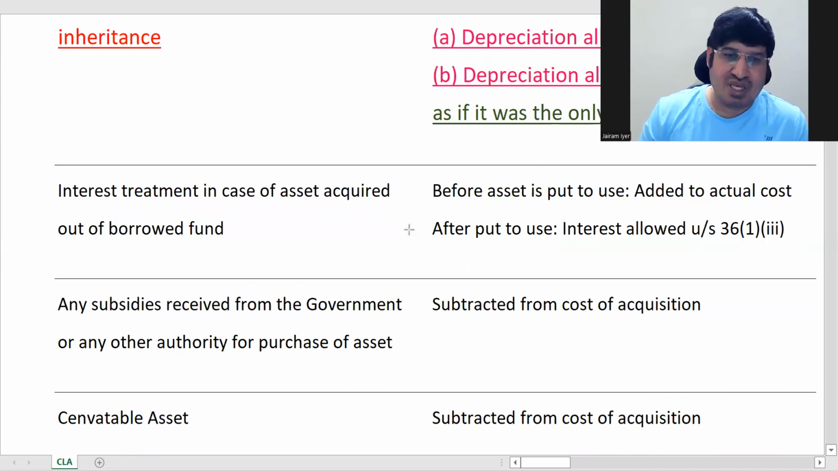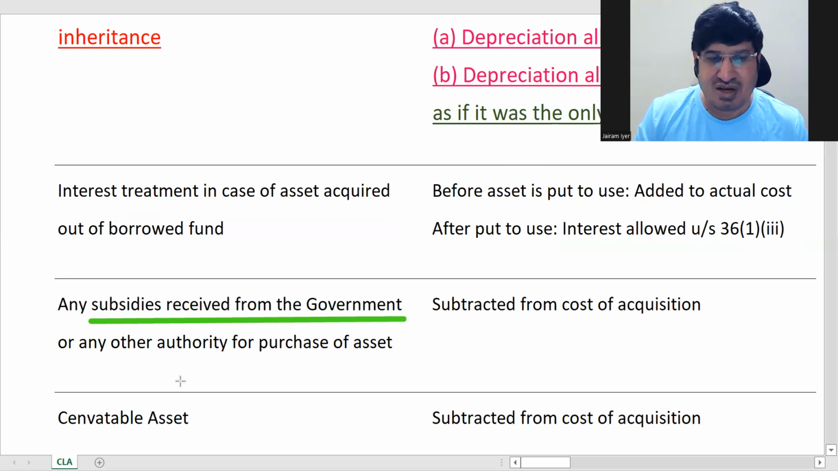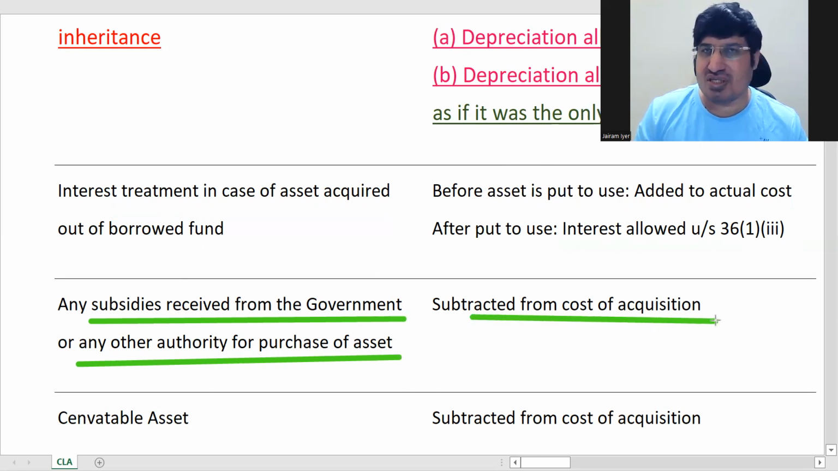Fine. Now next is any subsidies received from the government or any other authority for purchase of the asset. Just deduct it from the cost of acquisition. This is what we saw in the beginning, correct? Subsidies received from the government, just deduct it from actual cost, from the cost of acquisition.